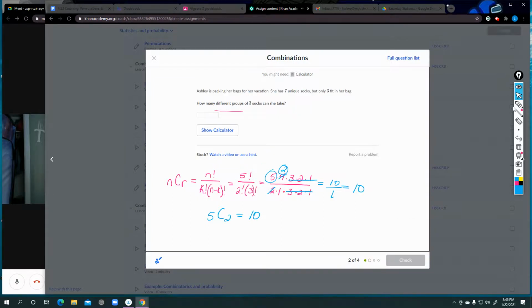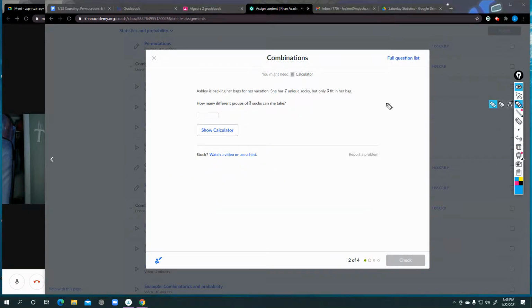Okay, let's try one more problem for understanding. Ashley is packing her bags for her vacation. She has 7 unique socks, but only 3 fit in her bag. How many different groups of 3 socks can she take? So out of that 7, we only want 3. Again, different groups, so this is a combination. So we have 7 factorial over 3 factorial times 7 minus 3 factorial.